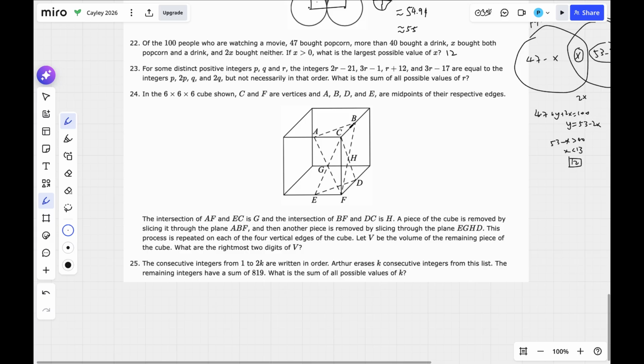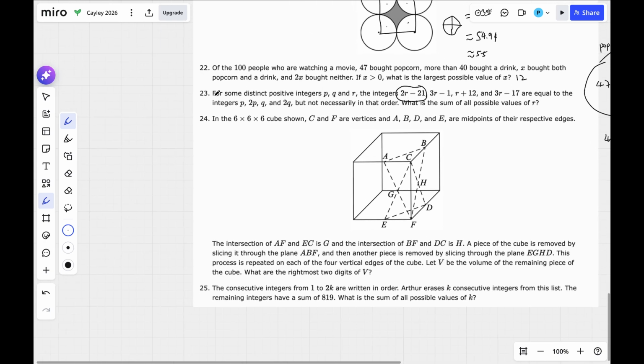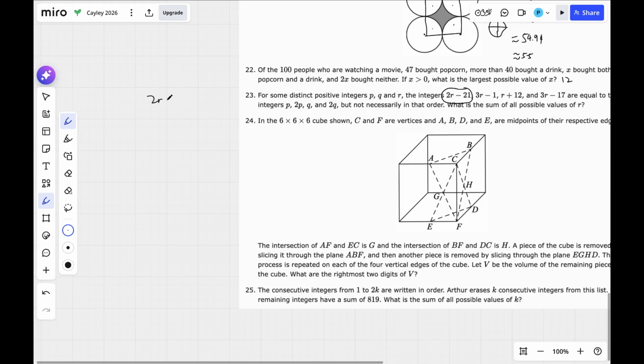Now we have problem 23. For some distinct positive integers p, q, and r, the integers 2r minus 21, 3r minus 1, r plus 12, and 3r minus 17 are equal to the integers p, 2p, q, and 2q, but not necessarily in that order. What is the sum of all possible values of r?